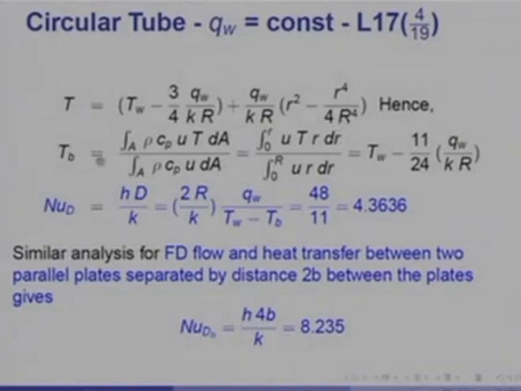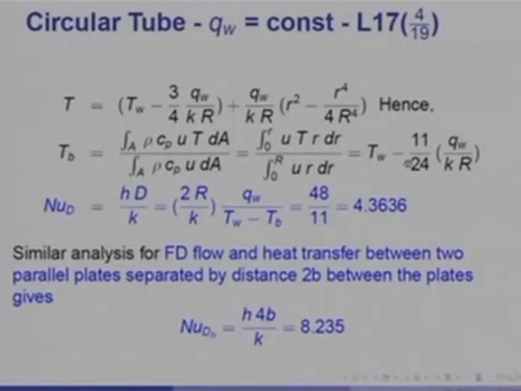Now, of course, I evaluate T bulk, which you will recall, and we assume constant properties. So, rho Cp just cancels, and if I were to substitute this for temperature and the velocity profile from the previous slide, then I would get T w minus 11 by 24 q wall over k r. Now, remember, in all these cases integrations are very important, and you have to take a lot of care to make sure that you make no errors in evaluating the temperature, in evaluating the integrals.